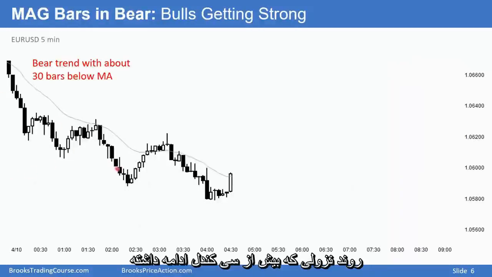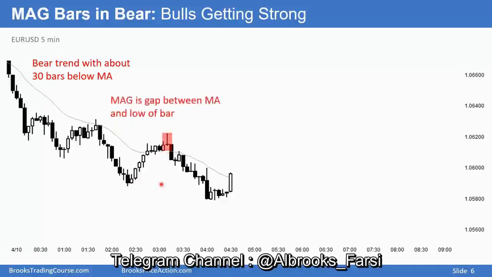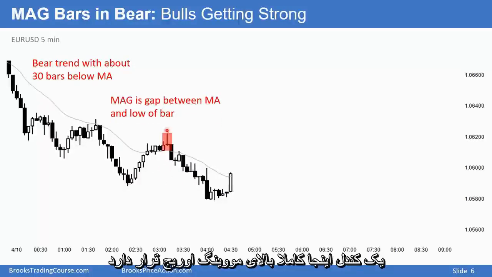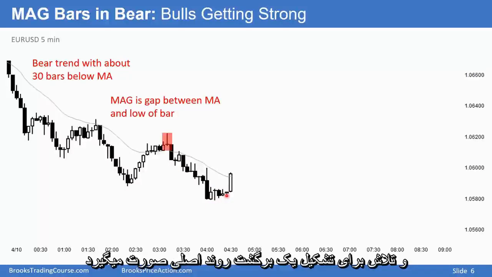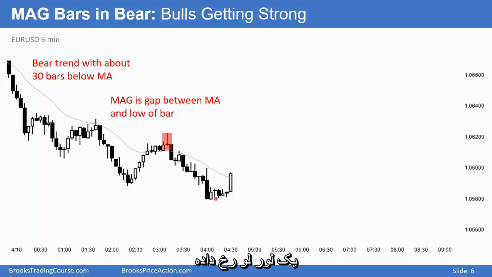Bear trend lasting 30 or more bars. And look at this, we have a bar completely above the moving average. There's a gap between its low and the moving average. 60% chance the bear trend will resume and attempt to form a major trend reversal. We got a lower low and we're trying to reverse up.